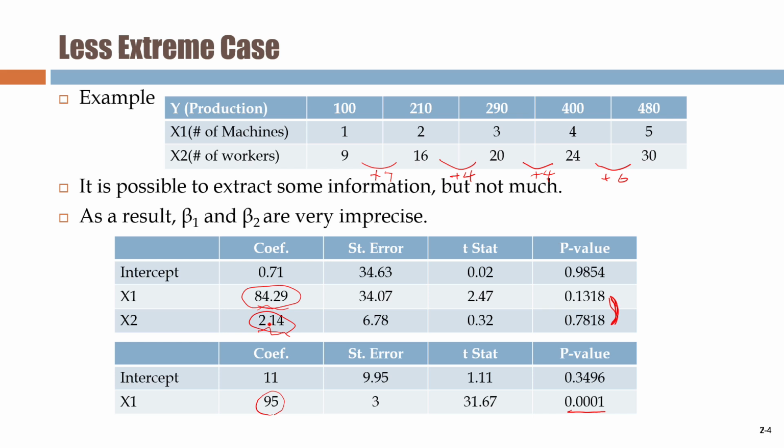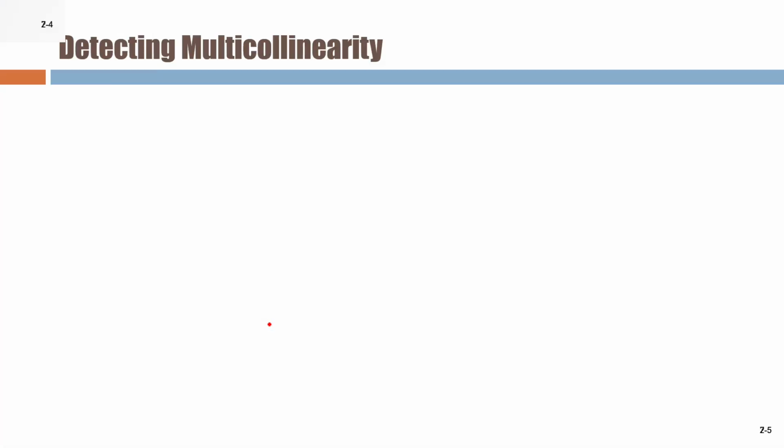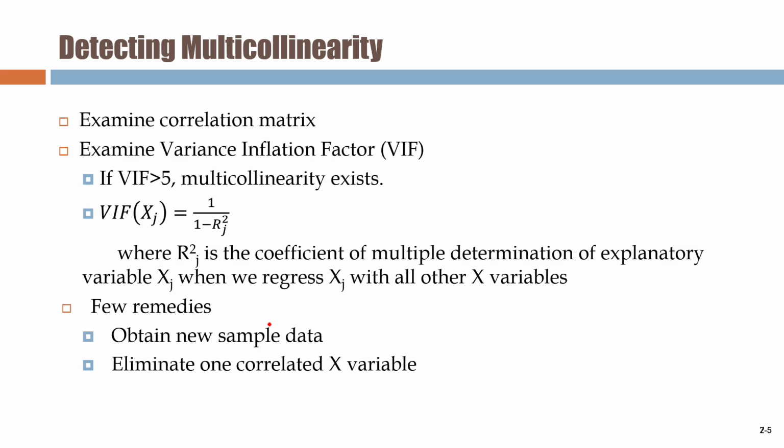That's the perfectly correlated case. That's why we don't want to have two highly correlated variables in the same regression model. So how can we detect this, and how can we get rid of one of them? We can create a correlation matrix, and then you can find out which variable has a high correlation with which variable. But there is one specific measure, which is the variance inflation factor. If the VIF is greater than 5, then we say multicollinearity exists.